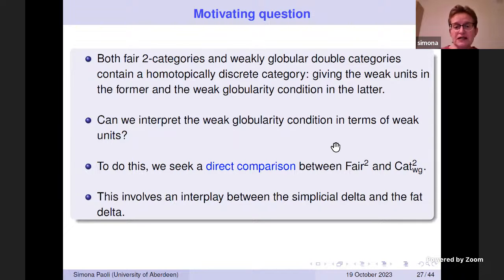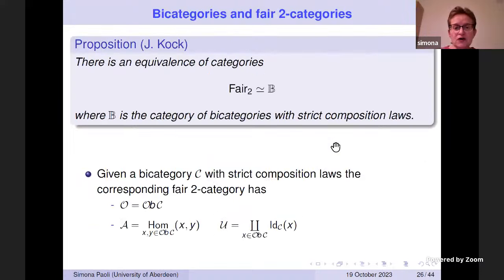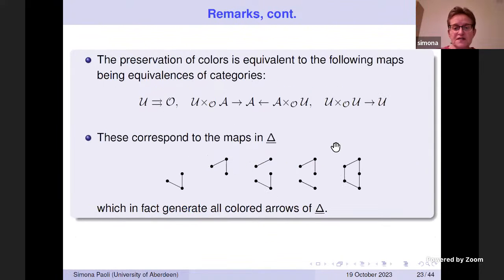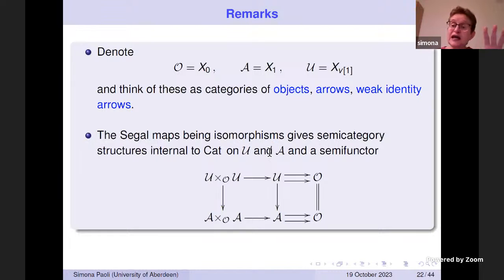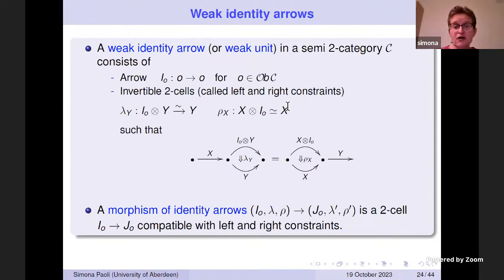So let me first start from a weakly globular double category and see how we can build a fair two category from it directly, without completely ignoring bicategories, okay? So if we go back to this observation of what this definition means, we see that this observation actually amounts to an actual criterion to build a fair two category. This was already observed by Kock.